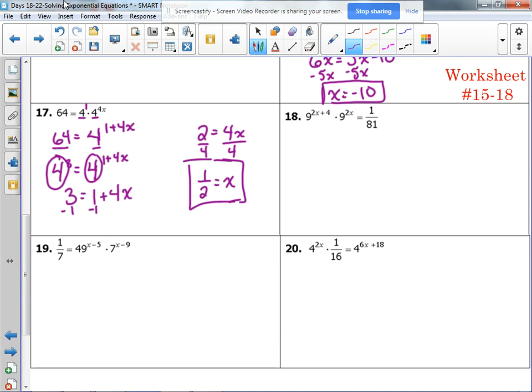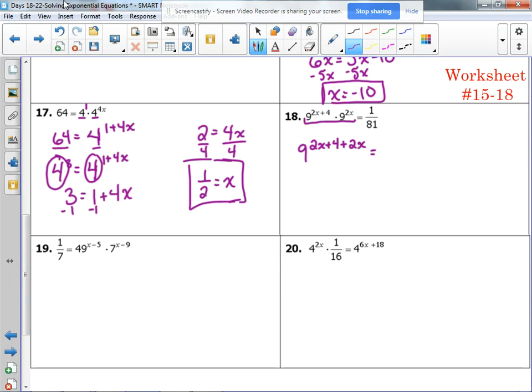All right, now, up to this point, I've been avoiding all the problems that have fractions in them. We're finally going to tackle a few of these here. So let's look at number 18. So first thing, just like we did in the previous problem, we have 2 base 9s on the same side. We're multiplying them, so let's go ahead and put those together. Since we are multiplying, we add exponents.